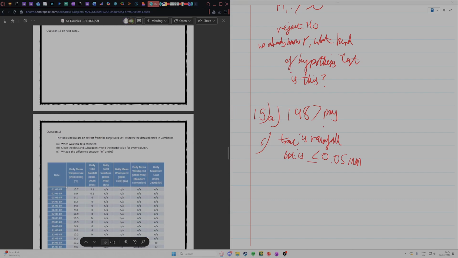When was this data collected? I mean, it says right here. So yeah, I don't think that's very hard. And then no one can be bothered to do part B. I don't really know what it even means, clean the data, because that's never going to come up. Same with this, I'm absolutely not finding the modal value for every column. And the difference with this is probably one of the most important things to know about the large data set. Trace is rainfall that is less than or equal to 0.05 millimeters.